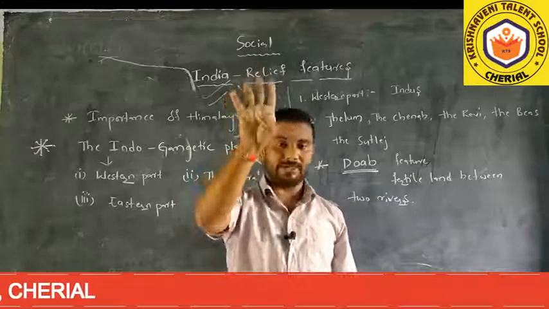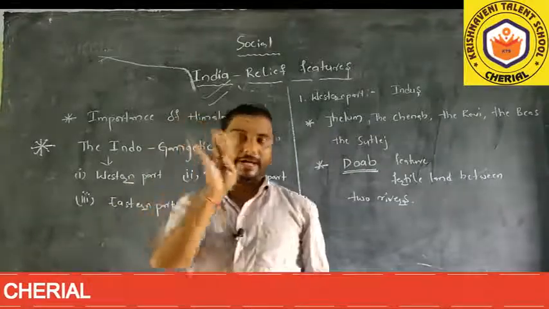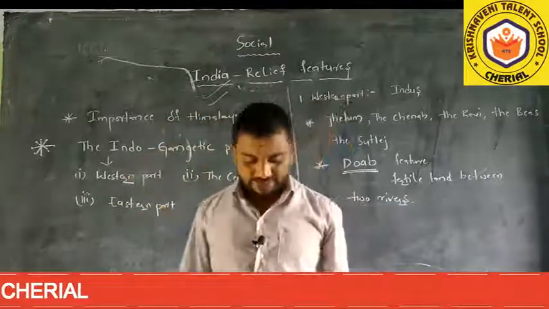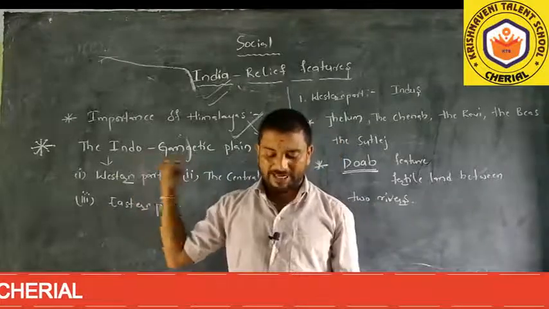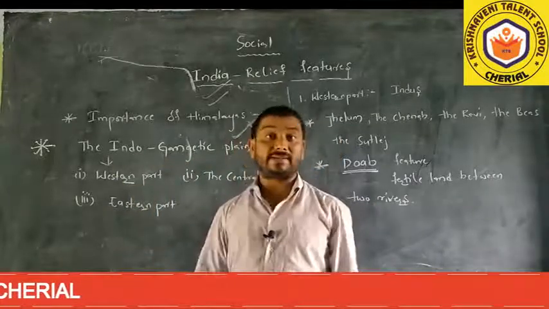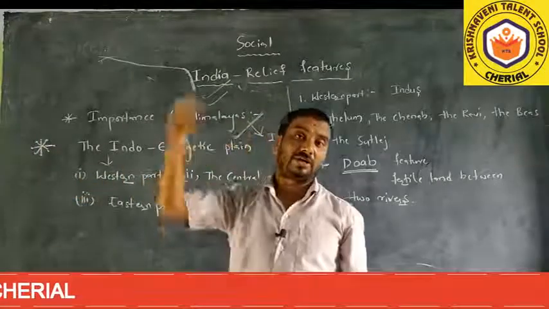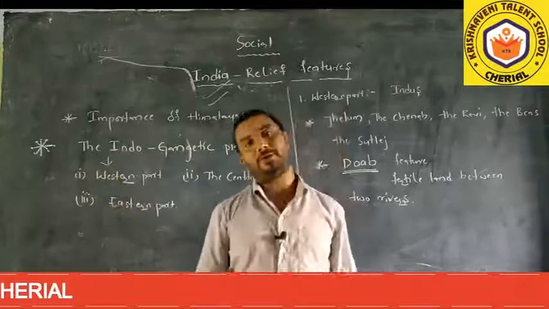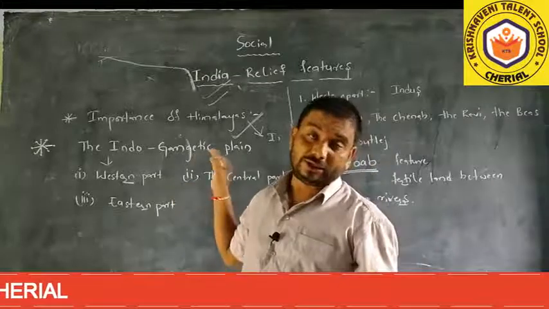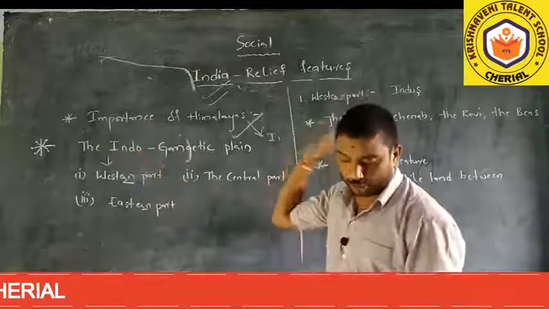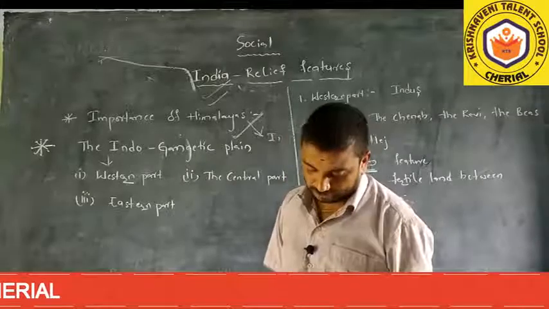What are the three rivers? Ganga, Indus, Brahmaputra. With these three rivers, the Indo-Gangetic plains are formed. Not only these three rivers, but their tributary rivers also helped form the plains. We will discuss how the Indo-Gangetic plains were formed.